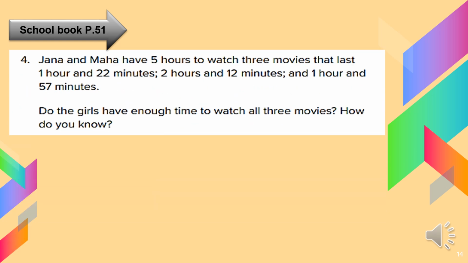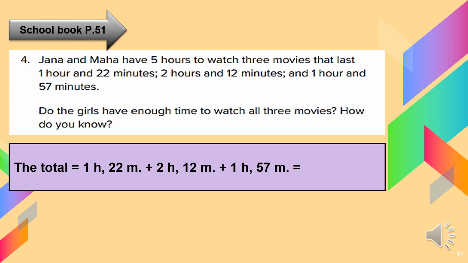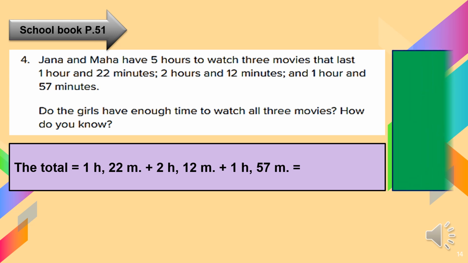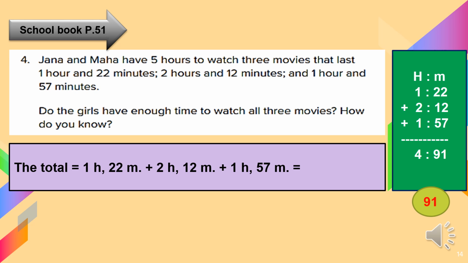Jana and Maha have 5 hours to watch 3 movies that last 1 hour and 22 minutes, 2 hours and 12 minutes, and 1 hour and 57 minutes. Do the girls have enough time to watch all 3 movies? How do you know? So let's add all 3 movies. 1 and 22, 2 and 12, plus 1 and 57. So minutes plus minutes and hours plus hours.